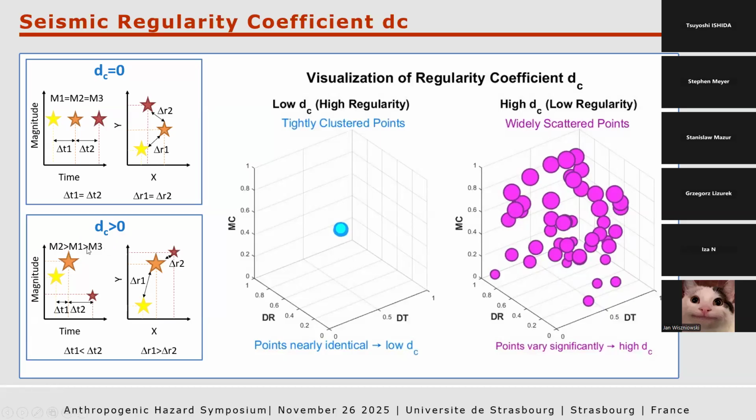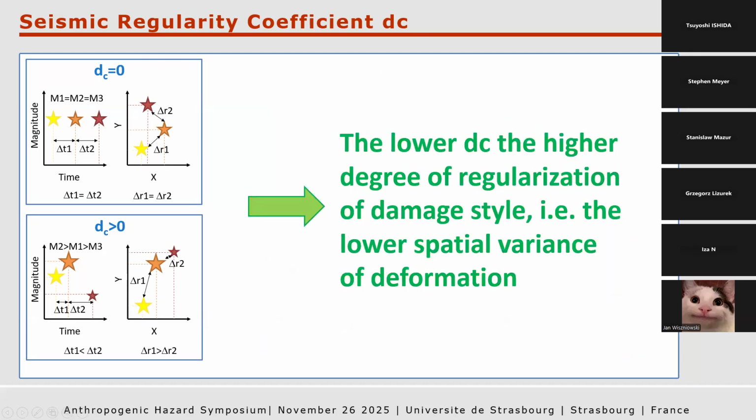If we have a seismic regularity coefficient higher than 0, it means that earthquakes can have different magnitudes. They could occur at different inter-event times, and they also have different inter-event distances. So again, in this 3D space, we will observe scattered points. So we can say that the lower the coefficient, the higher the degree of regularization of damage. And later I will show you that it means that we have lower spatial variance of deformation.